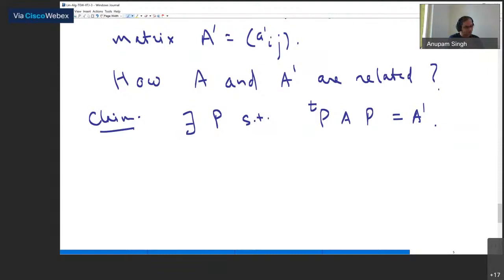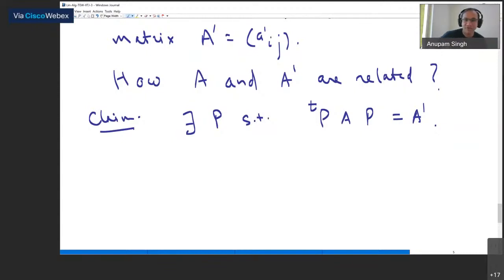This is one of the issues which I want to point out here, especially for students in undergrad classes. Generally, we are very confused between these two different kinds of equivalence relation. One equivalence relation which we defined day before yesterday is called similarity. We say two matrices are similar if there exists P such that P inverse A P is A dash. This is not the same thing. This is some different relation.